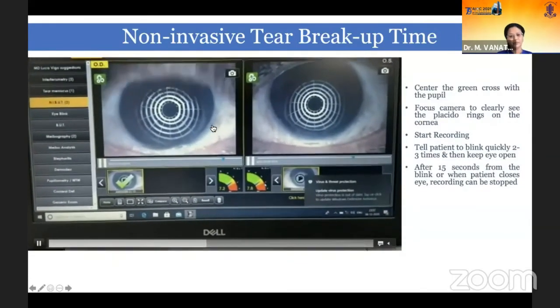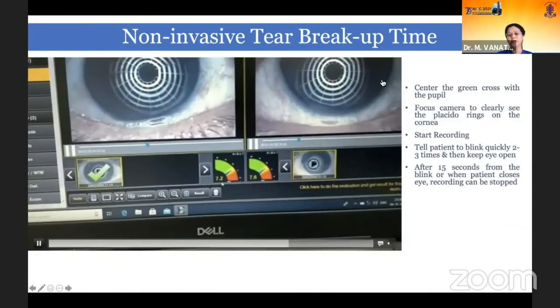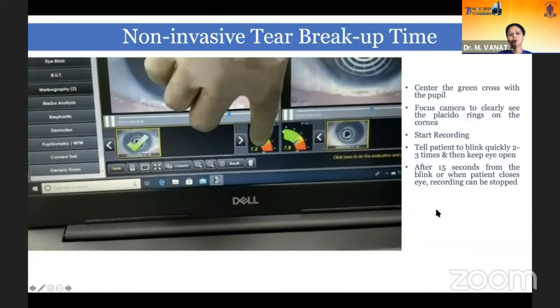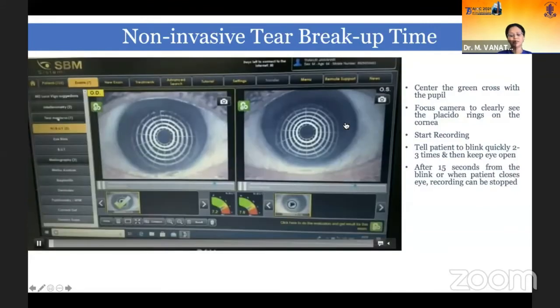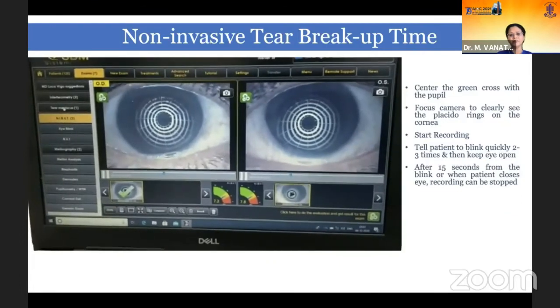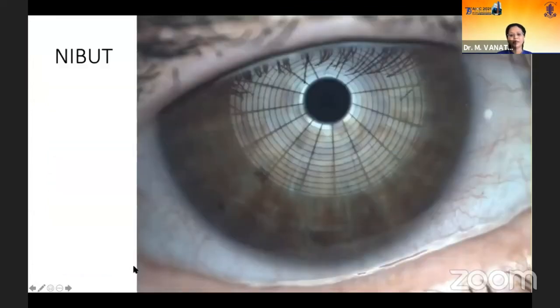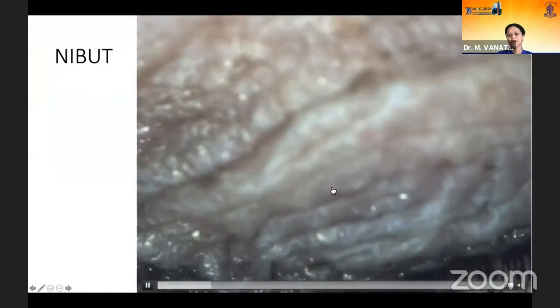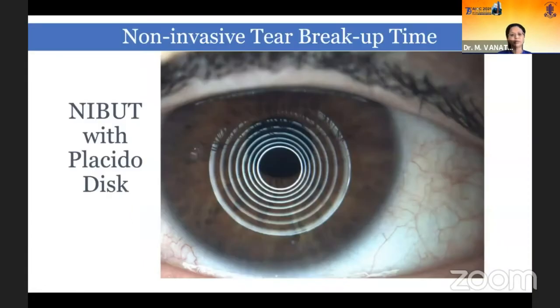For the non-invasive tear breakup time, the Placido disc image is closely observed by the inbuilt software, which tells you the breakup of these Placido disc images, calculates over a series of imaging, and gives you the average TBUT and the TBUT of the particular blink you are looking at. A closer look at the images shows how the mires get distorted, and this is calculated and gives you a very immediate numerical value, which helps you quantify the particular test for the patient.